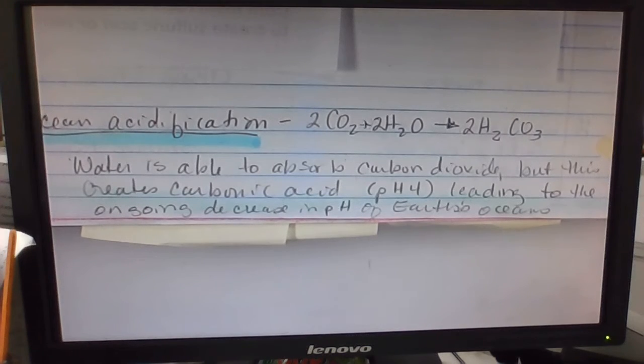Water is able to absorb carbon dioxide, but this creates carbonic acid, which has a pH of 4, leading to the ongoing decrease in pH of Earth's oceans. Water is able to absorb carbon dioxide, but this creates carbonic acid, pH 4, leading to the ongoing decrease in pH of Earth's oceans.